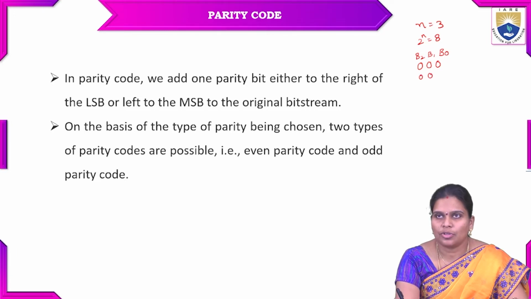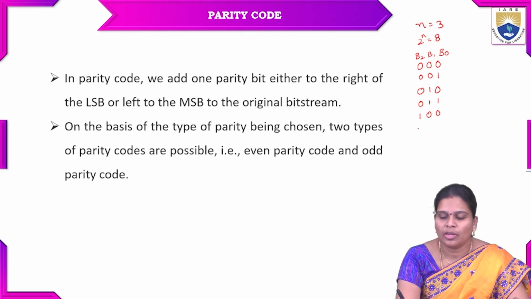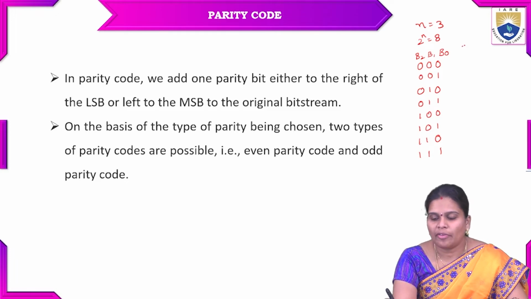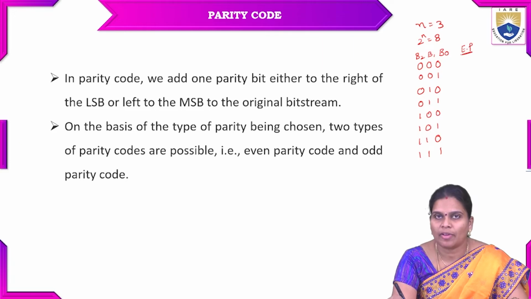The 8 combinations are 0 0 0, 0 0 1, 0 1 0, 0 1 1, 1 0 0, 1 0 1, 1 1 0, 1 1 1. Here we are finding the even parity of the bits, based on these binary values.